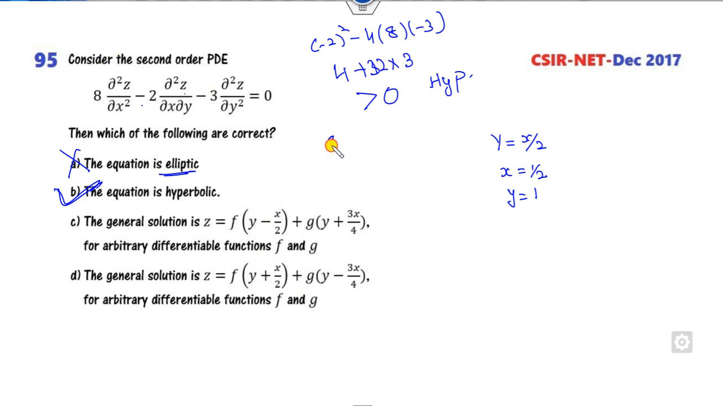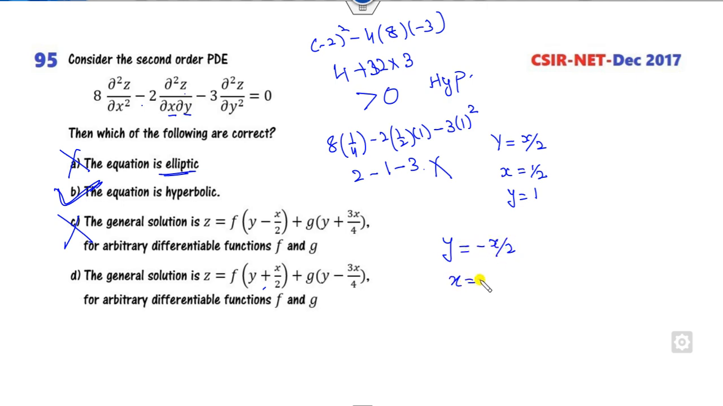So what will happen? This is 8 times 1 by 4. This is x into y, so half times 1, 1 square. So this is 2 minus 1 minus 3, which is non-zero. So this option is cancelled out. Look at this one. y is equal to minus x by 2. So I can substitute x as minus half, y is 1. So what will happen here? This is 8 times 1 by 4, minus 2, minus x, and 3 of 1. So it is 2, plus 1, minus 3.